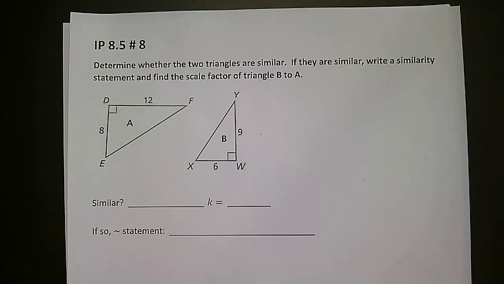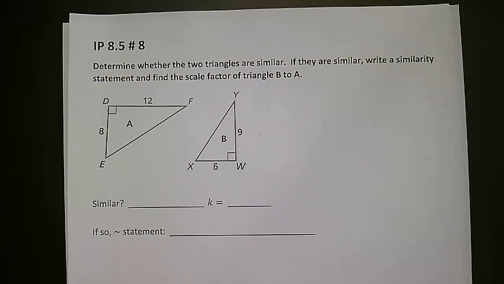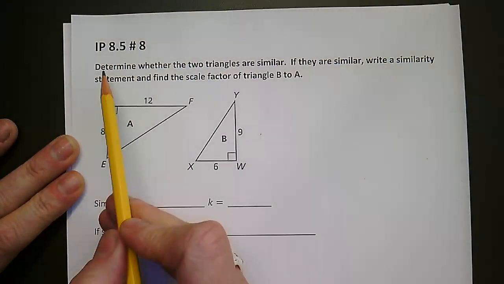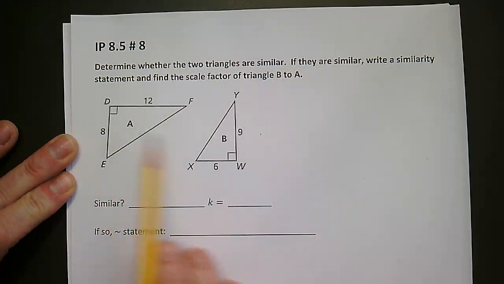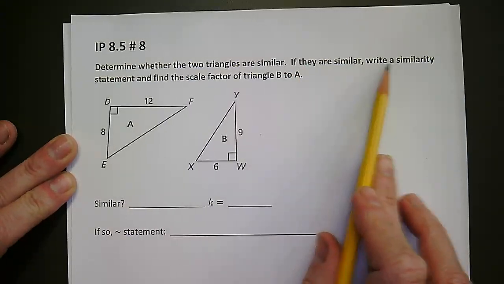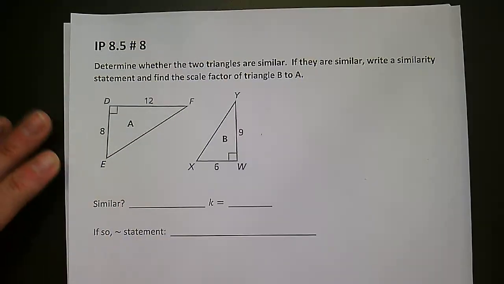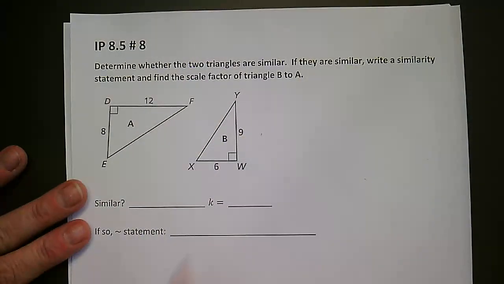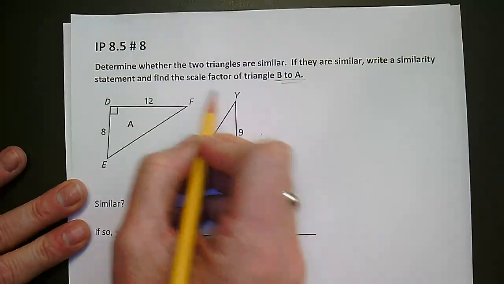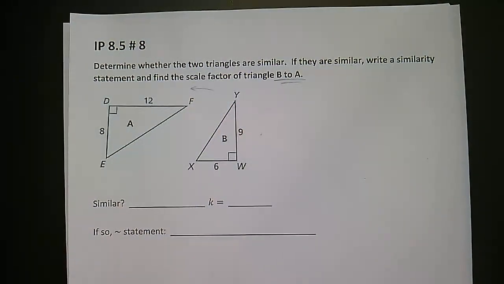All right, we're looking at independent practice 8.5. This is question number 8, the light number 8, if you will. We want to determine whether the two triangles are similar. So you got two triangles down here. If they are similar, write a similarity statement and find the scale factor of triangle B to A. So that's important, actually, the direction. We're going this direction. Okay, let's see.